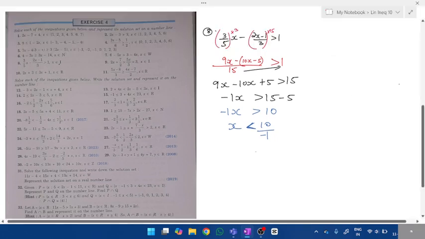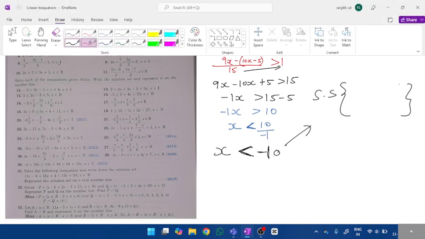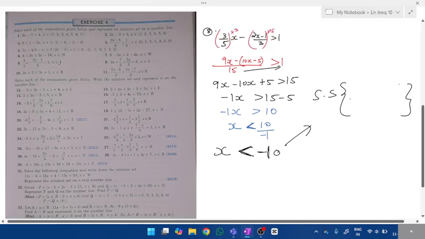Look here, I'll tell you how to plot the number line. x is less than minus 10. Solution set for this, just write a few numbers. Which side is the arrow traveling, left hand side or right hand side? Towards the left hand side. After minus 10, what numbers do you get on the left hand side? You'll get minus 11, minus 12, minus 13.